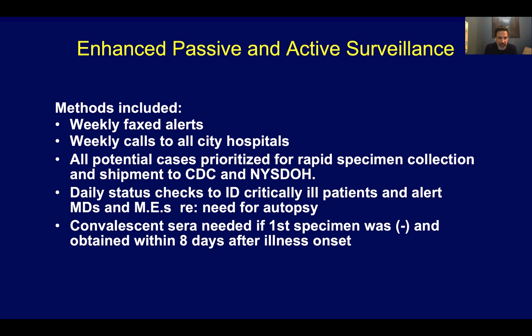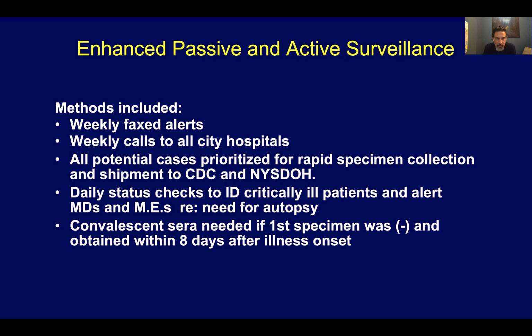There would also be daily status checks with infectious disease services at hospitals around the city about the critically ill patients, and alerts to the physicians and the medical examiners about the need for autopsy of those patients to get some of the tissue specimens that would be needed for more diagnostic testing. And finally, it was important to get not just an initial specimen, but also convalescent specimens further out after the development of symptoms, because those earlier specimens might be negative since they're early in the course of infection, and these were antibody tests. So for those patients where the initial specimen was negative, we wanted to get a subsequent specimen just to make sure that we weren't missing a positive case that we would test for antibodies later on.